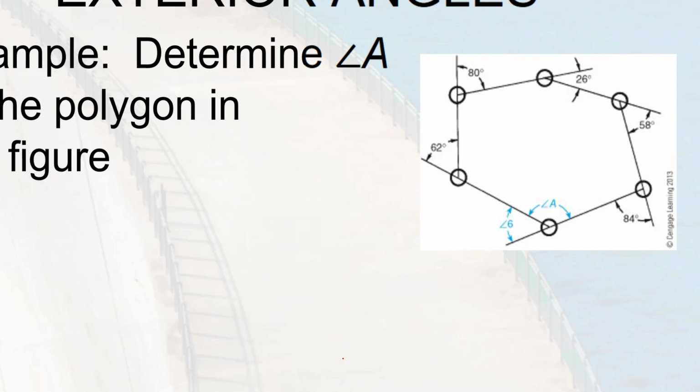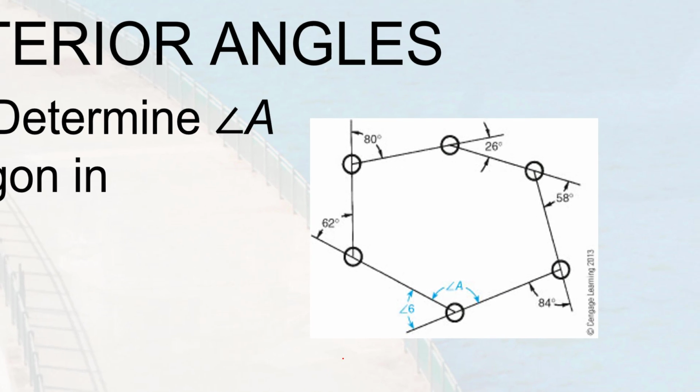All right, so I'm going to zoom in on this a little bit. So we have 80 degrees, 26 degrees, 58, 84, 62. Now with this information, I can add these exterior angles up. That'll give me the value for angle 6. And then, if you notice, it's a straight line. So I would take that value and take 180 and subtract that value, because the straight line is 180 degrees, and it'll find me the interior angle.